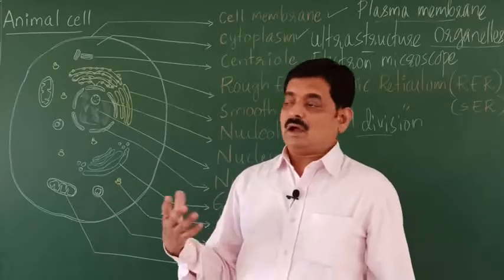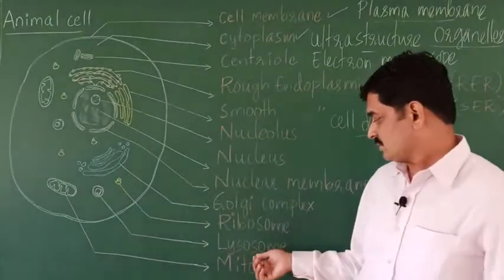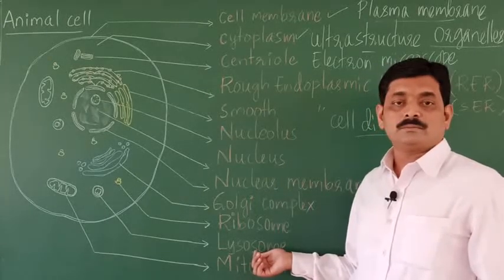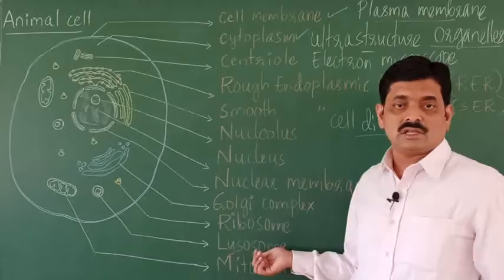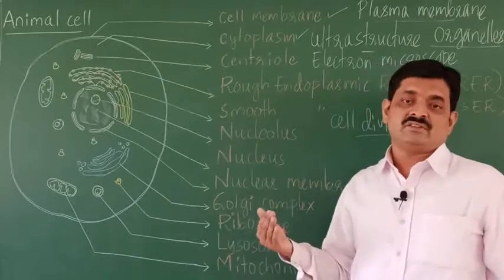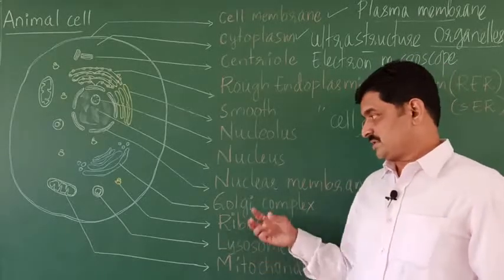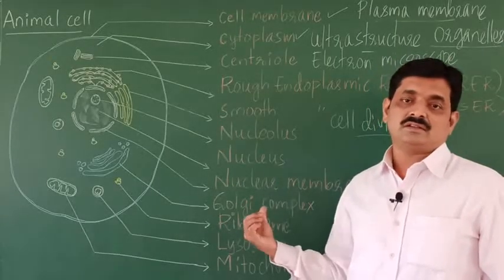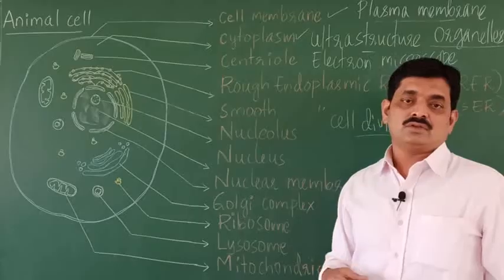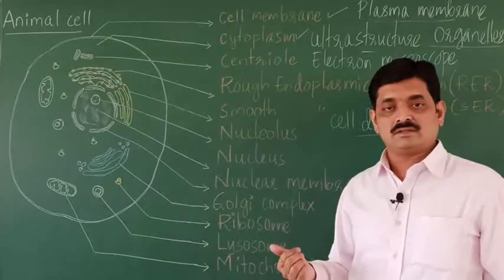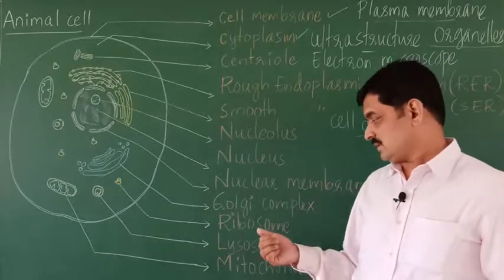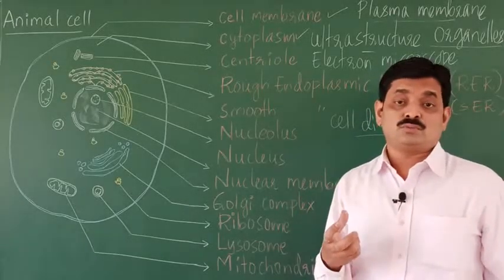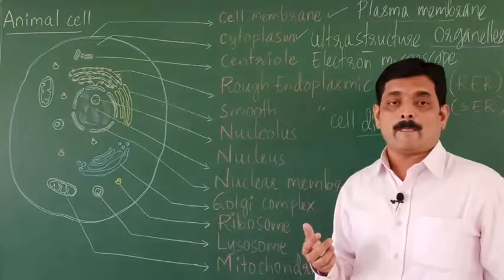Then after this, lysosome. The lysosome is another cell organelle that lies in the cytoplasm. It is a spherical structure, and it is commonly called the suicide bag of the cell, because lysosomes contain enzymes.